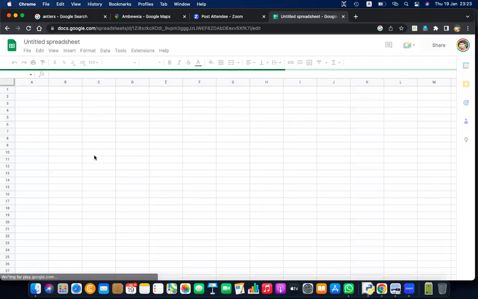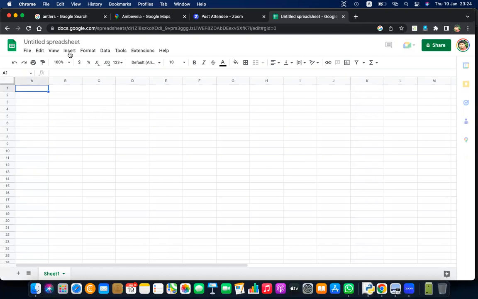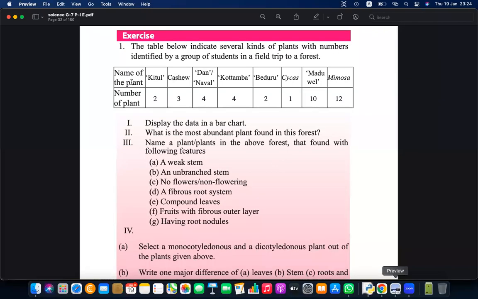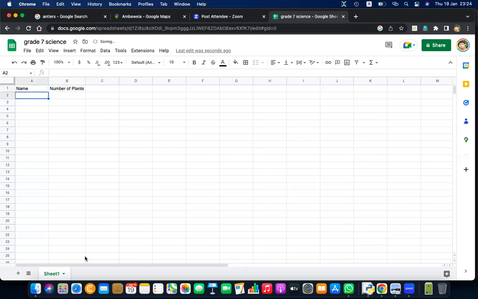I can share that with you also. After I share, you can type these in. Okay, first of all, what you need to type, this is science. So what you need to type first? Name of the plant and number of plants. Then you can fill the table downwards.